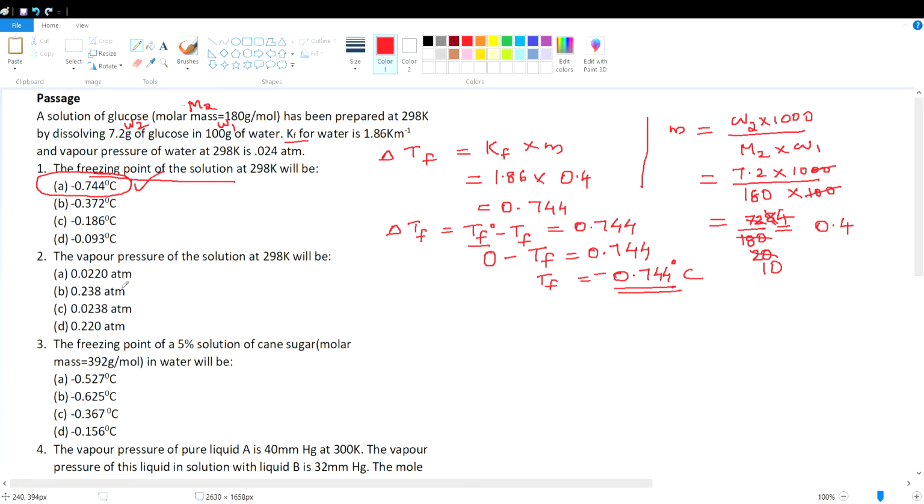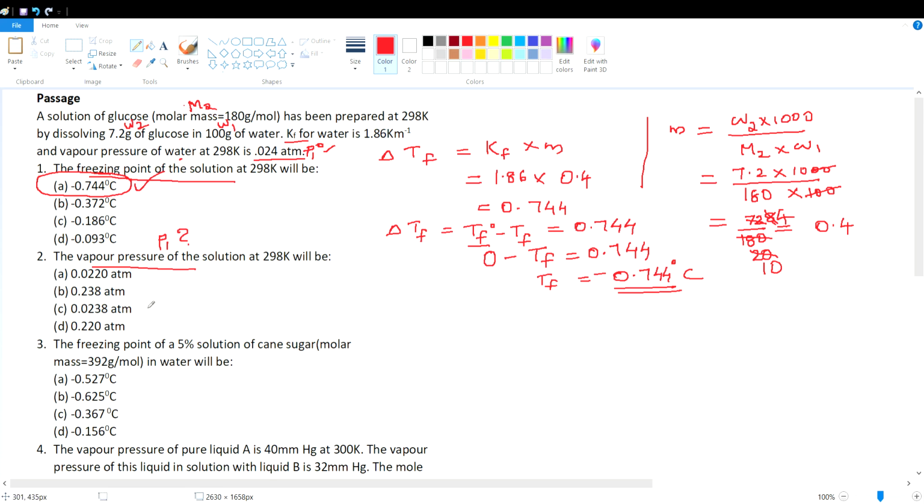Now the second question, vapor pressure of the solution. Vapor pressure of the solution we need to calculate. Here it is also given in the question, in the passage, vapor pressure of pure water. Vapor pressure of water is given as 0.024. So this is vapor pressure of the pure solvent, that is P10. Now you need to calculate P1, vapor pressure of the solution, that is P1. P10 given, P1 you need to calculate.